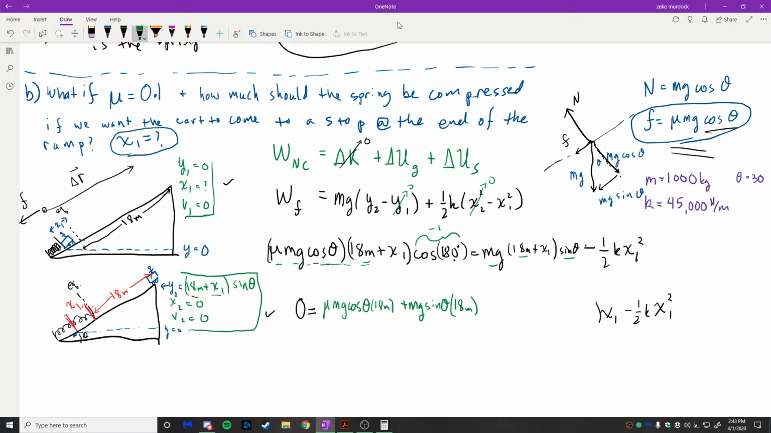I think that's it. Plus some stuff times x1. And the stuff times x1 is going to be a lot of the same stuff here. So it's got mu mg cos theta times x, which is going to show up in there. So it's going to be mu mg cos theta times x1, and then there's plus just mg sine theta, I think.